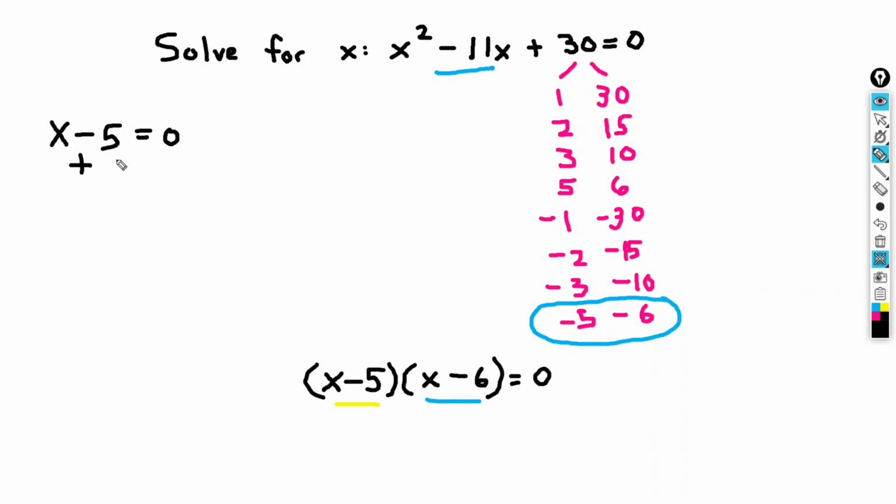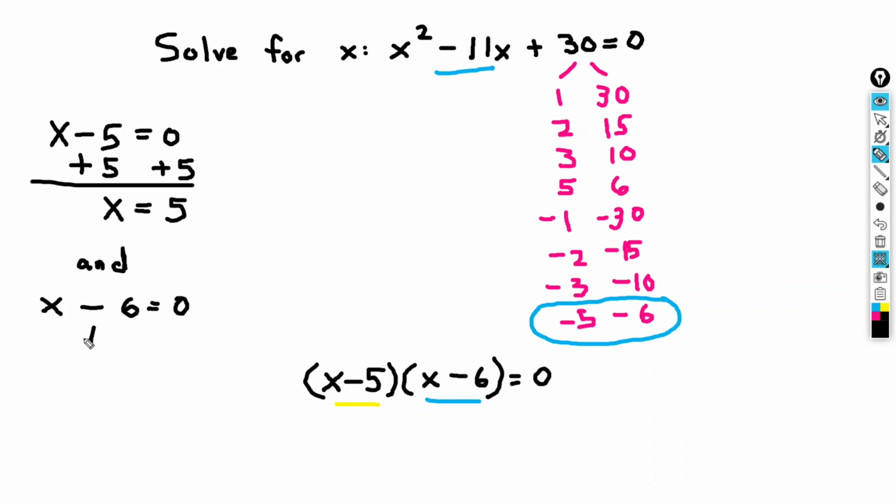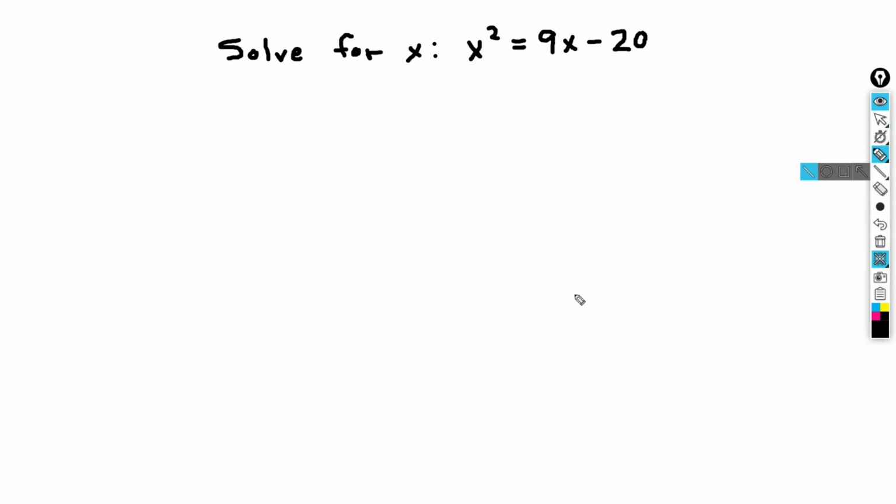And to solve for this one, I'm going to add 5 to both sides to undo the subtraction of 5 from x. And I'm going to get x equals 5. And again, we have two solutions. I'm going to set x minus 6 equal to 0. I'm going to add 6 to both sides. And I'm going to get x equals 6 as my other solution. So that's that problem. All right, in our third and final problem here, we're solving for x again.